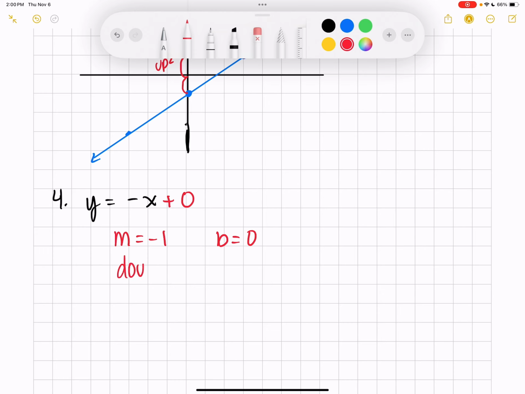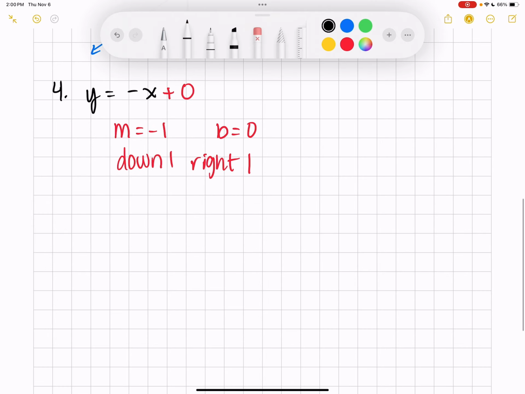Okay? Oh, sorry. I connected my R and my I again. Down 1, right 1. Your graph should look like it's falling if you have a negative slope. M equals -1. Where's that? It's the number in front of x. There's an imaginary 1 right there. Okay. All right, 6.